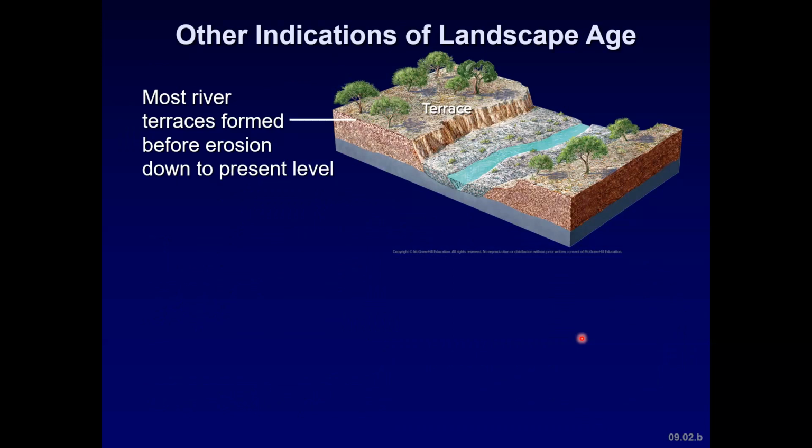There's some other indications of landscape age. All right, and that is seen in this river system with a terrace. This is the terrace, the tall part. Most river terraces formed before erosion down to the present level. But a river runs through this area and further cuts through the sediment that is there. Sometimes we have to use features to infer ages, such as an older river terrace forming before the river eroded down to the present level.